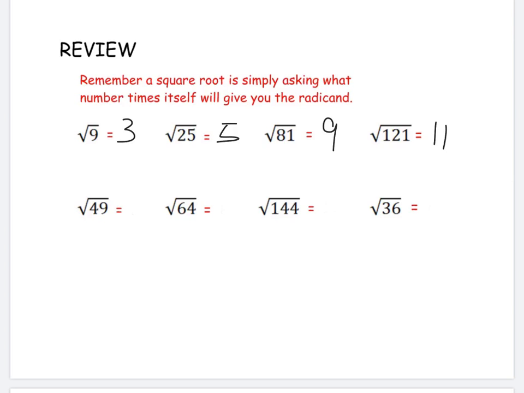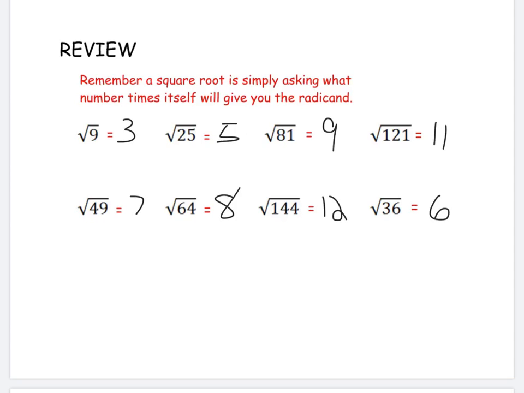The square root of 49 is 7, because 7 times 7 is 49. The square root of 64 is 8, because 8 times 8 is 64. The square root of 144 is 12, because 12 times 12 is 144. And the square root of 36 is 6, because 6 times 6 is 36.